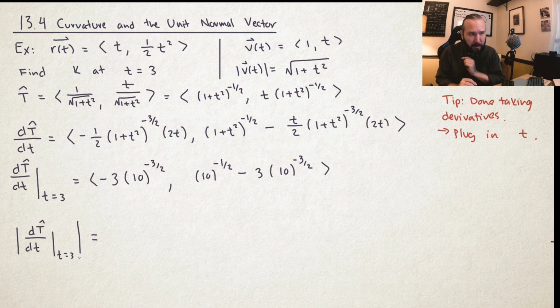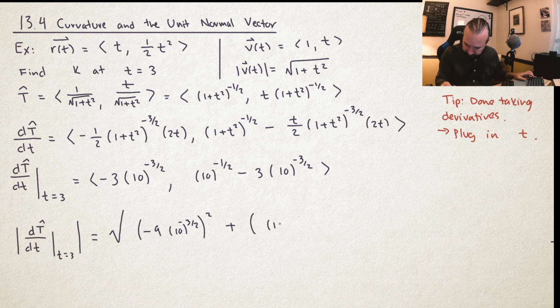Boy, that vertical line notation is not helping me now. All right, so what am I going to get? A massive square root. It's going to have to be this first thing here, times 10 to the negative 3 halves power, squared, plus this thing squared. Right now, this is just the Pythagorean theorem.